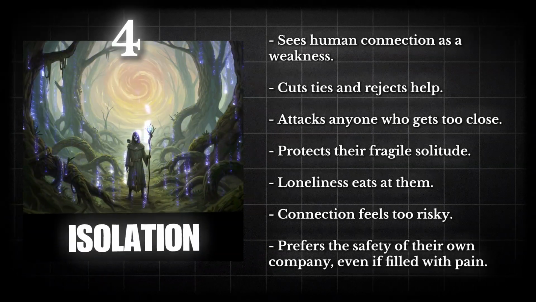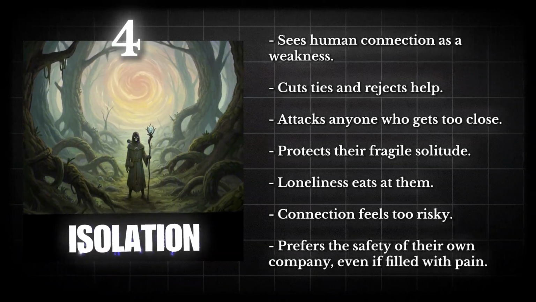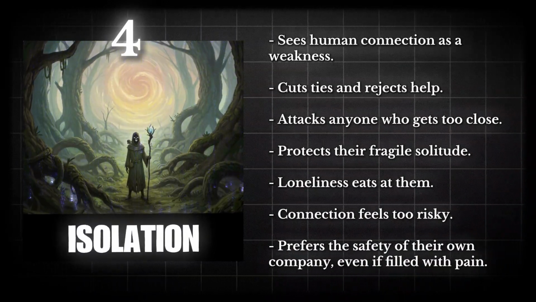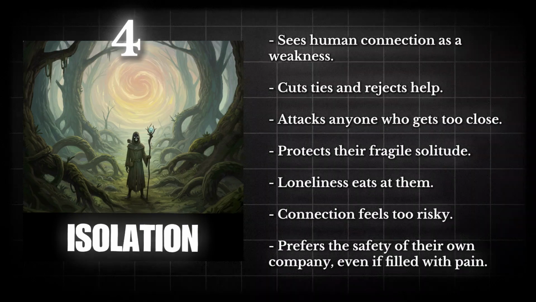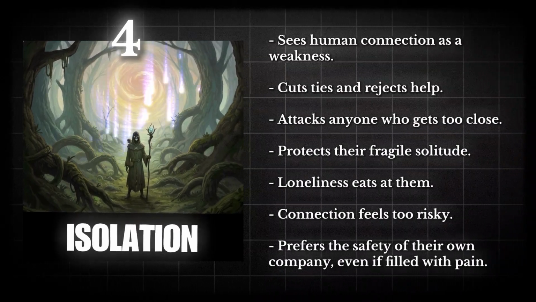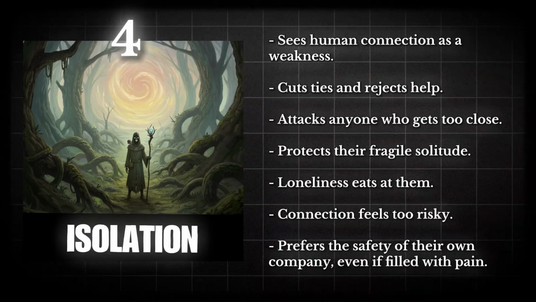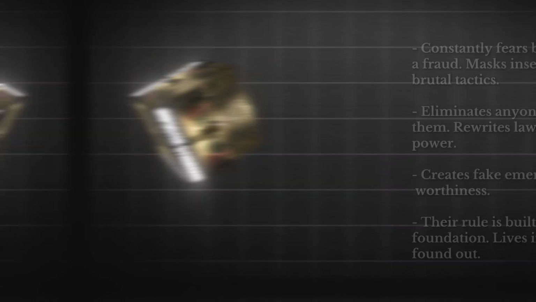4. Isolation. The villain sees human connection as a weakness. They cut ties, reject help, and attack anyone who gets too close, all to protect their fragile solitude. Loneliness eats at them, and connection feels too risky, so they prefer the safety of their own company, even if it's filled with pain.